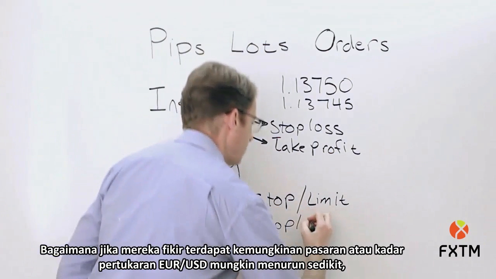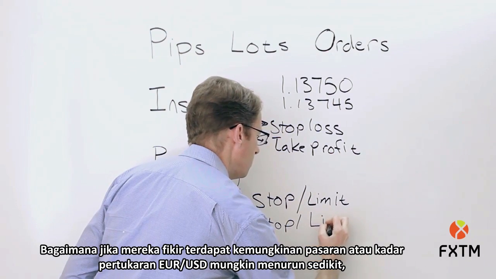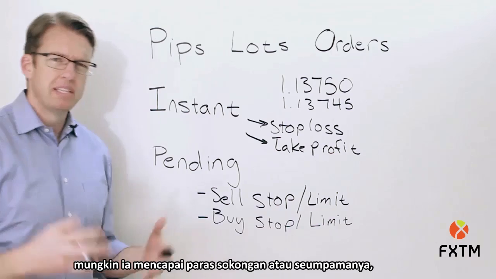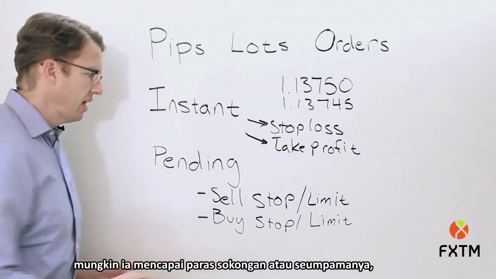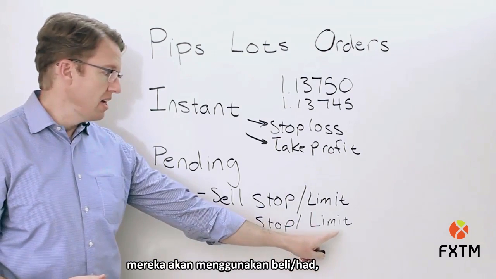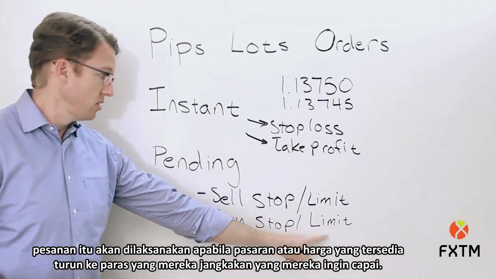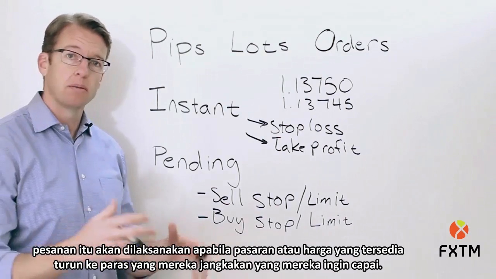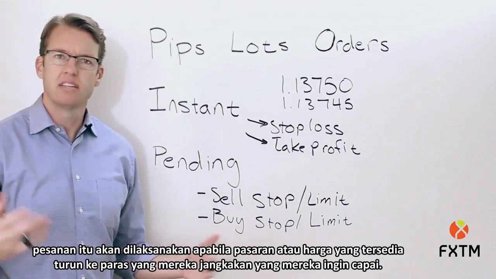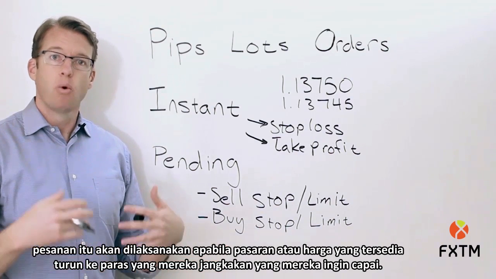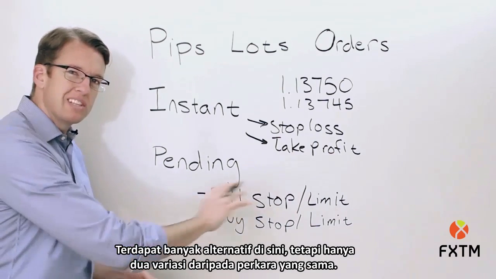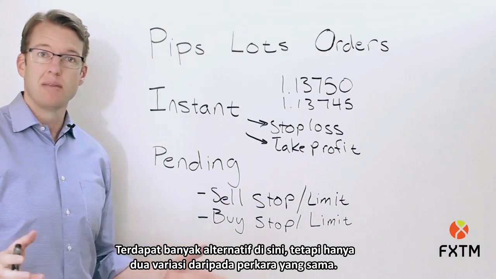Well, what if they think that there is the possibility that the market or the euro dollar exchange rate may actually drop a little bit, maybe it gets to a support level or something like that, and they want to be able to execute their buy order at that point, they would use a buy limit. So that's an order that's going to execute as the market price comes down, or the available price comes down to wherever they anticipate that they want to be able to actually achieve that execution. So there's a lot of alternatives here, but really it's just two variations of the same thing.